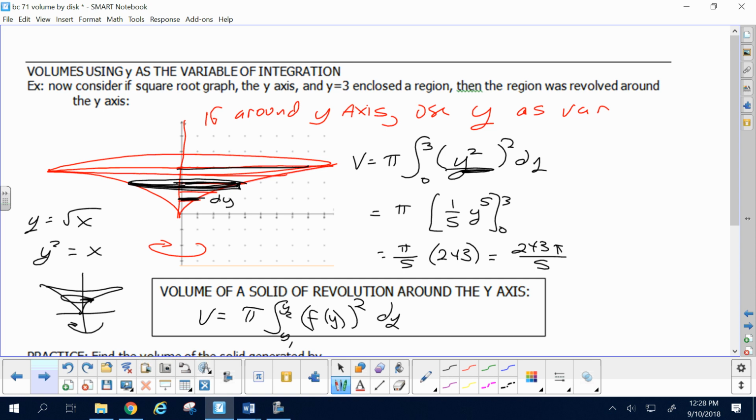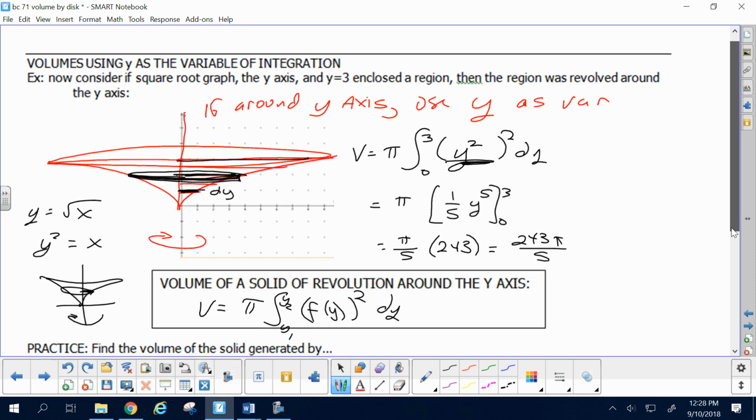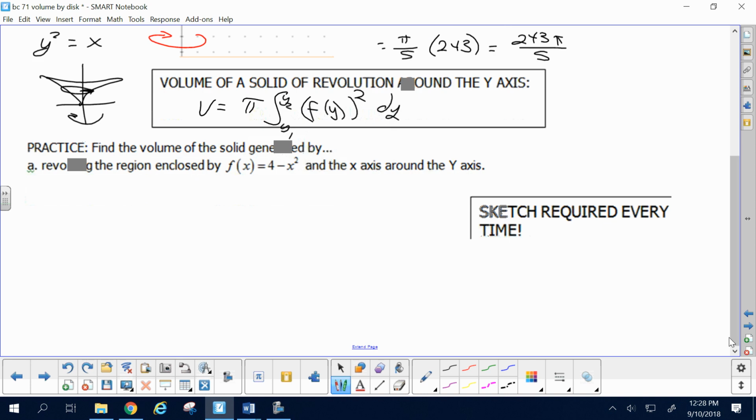Yes, Alex? So if the function's given in y, you wouldn't need to square it. That's just because it's the square root, right? Correct. Yes, that's right. Yes, you got it. Okay. All right, try one on your own.